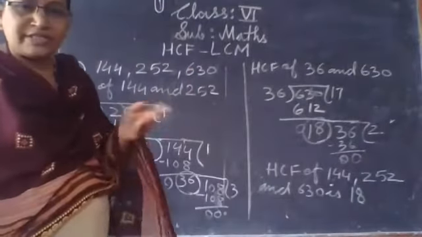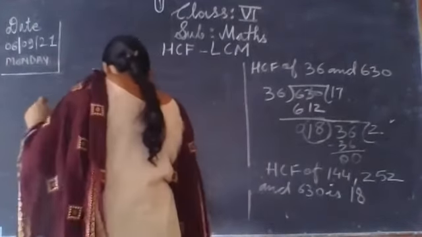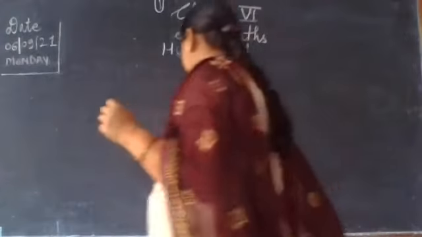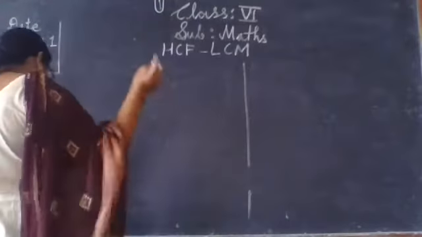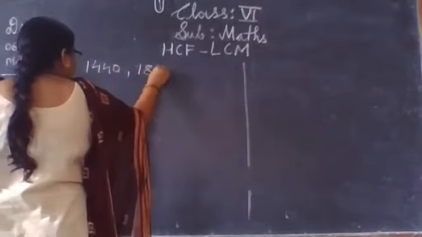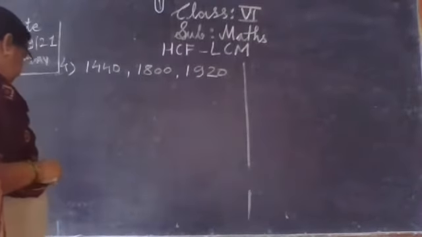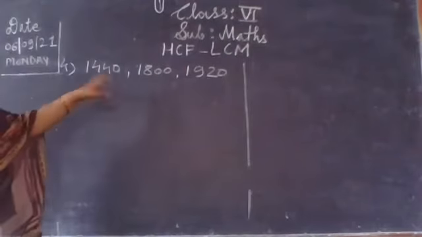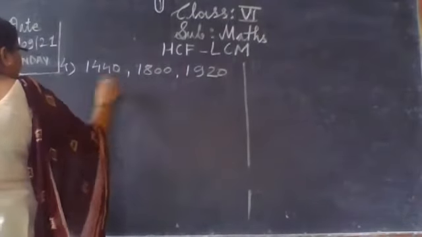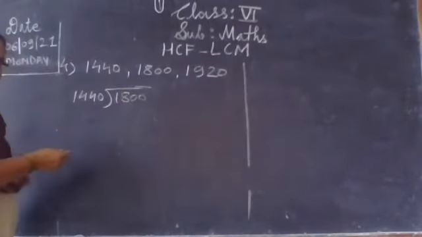So let's take four-digit numbers. And the question is: what to do? Again, we will take two numbers first and we'll find the HCF of these two numbers. 1440 and 1800.